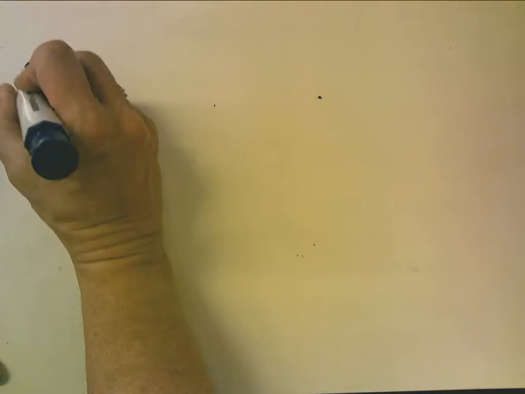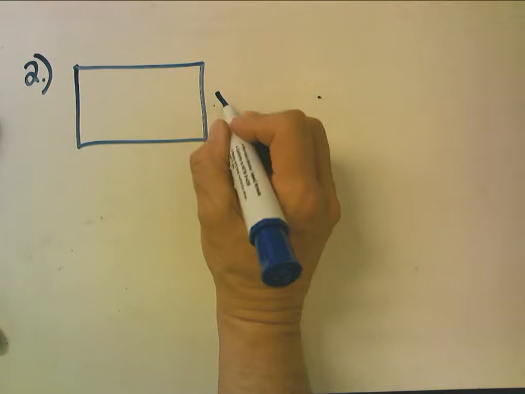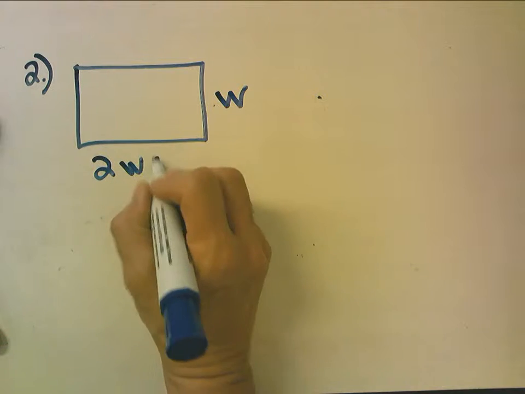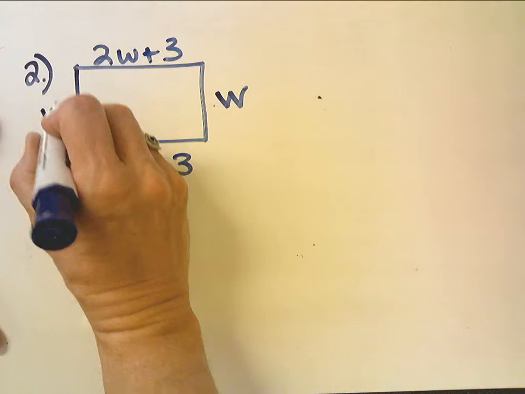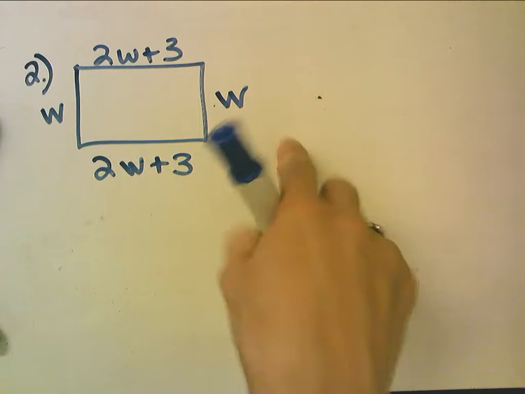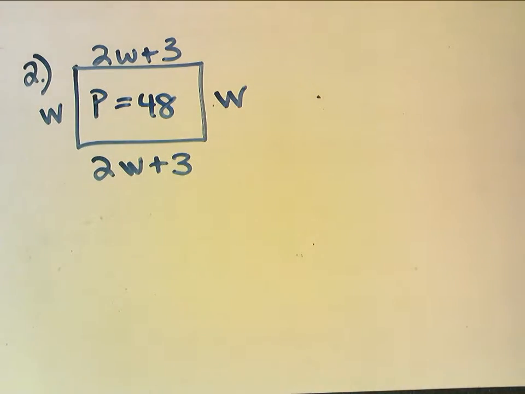Now, number 2 is very similar. It says the length of a rectangle is 3 more than twice the width. So the first thing I do is draw a rectangle. If the width is w, 3 more than twice the width would be 2w plus 3. And this would be 2w plus 3, and this would be w. This is one way to define your unknowns, because this is obviously the length and this is the width. It says the perimeter is 48. Okay? So that's one way to set it up.